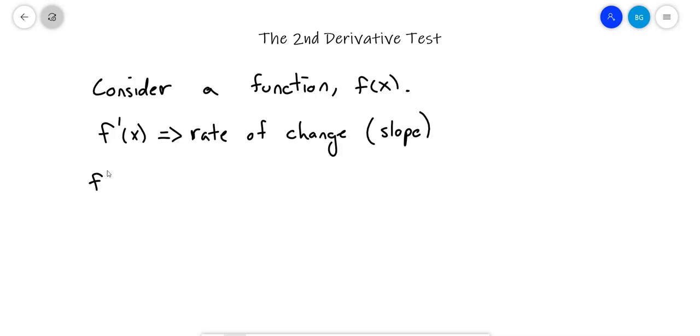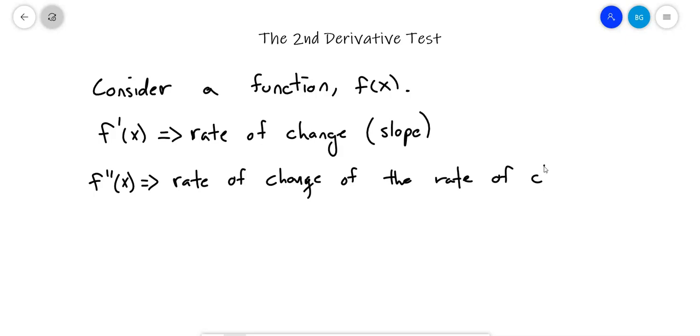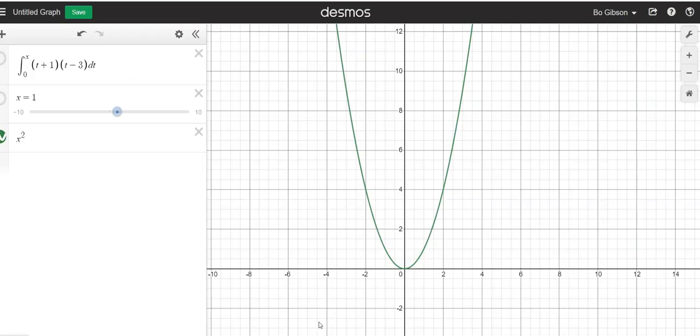Okay, and f double prime, our second derivative, I'm going to say it kind of in a weird way first perhaps, is the rate of change of the rate of change. Or the slope of the slope. The rate of change of the rate of change. Maybe I should add of f, of the original function. And to see what I mean by that, let's go over to Desmos real quick.